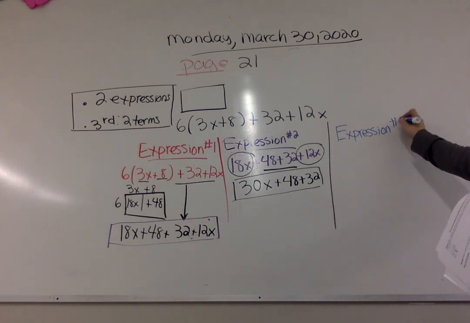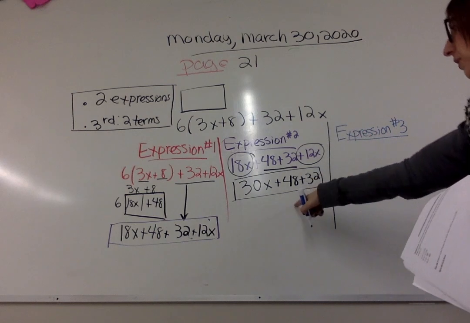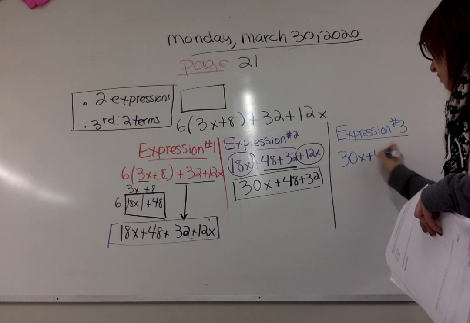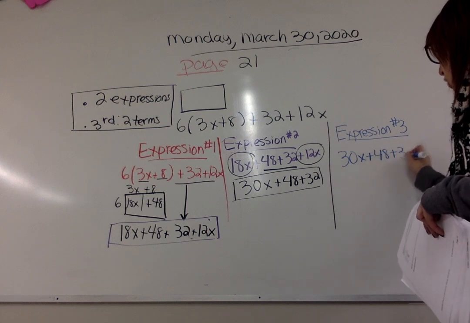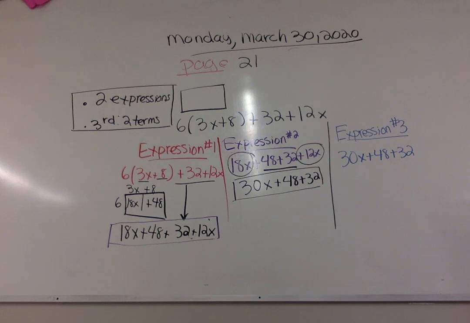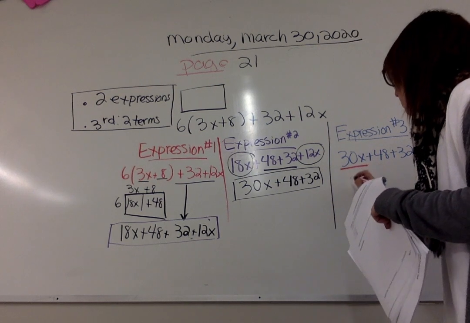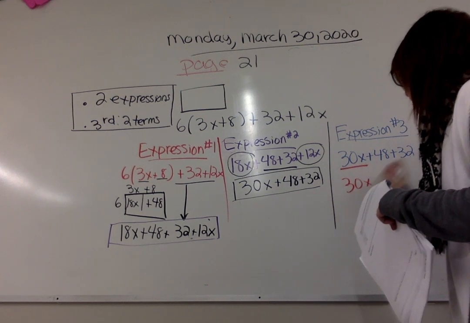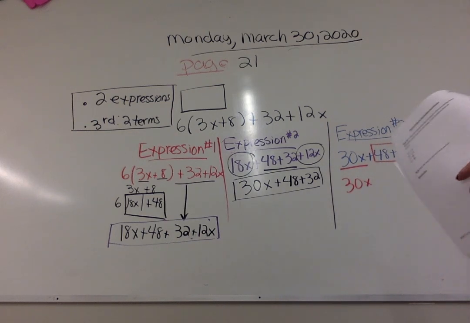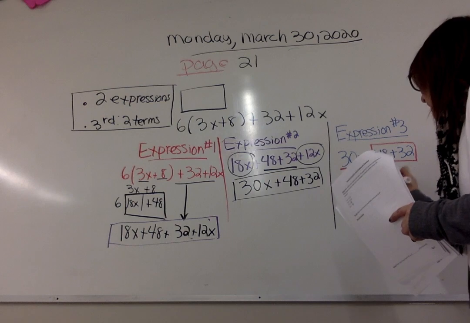Now, I'm going to rewrite this here. 30x plus 48 plus 32. I already have the 30x by itself. It's already simplified. So I'm going to keep the 30x, but I can combine 48 plus 32, and I get 80.